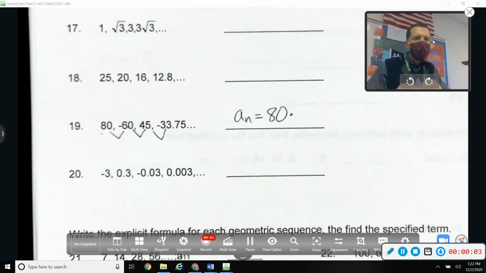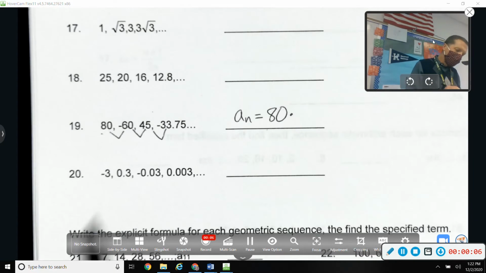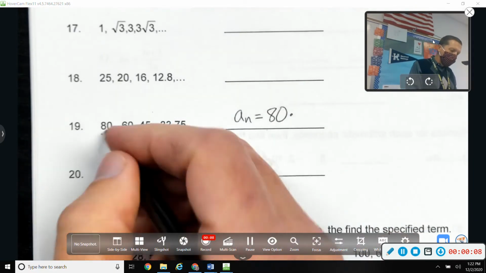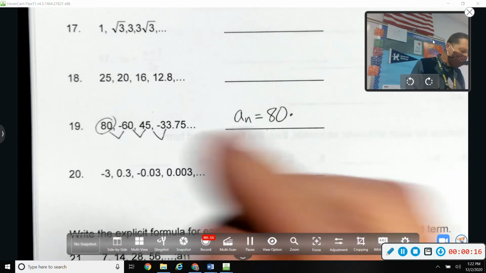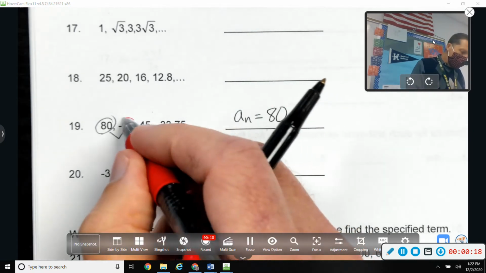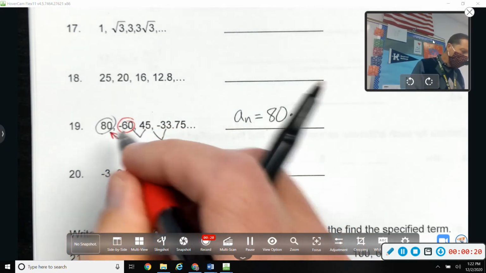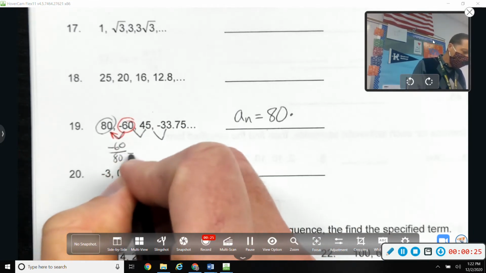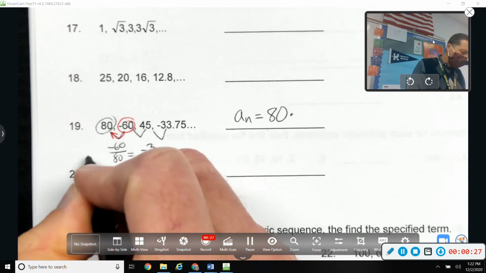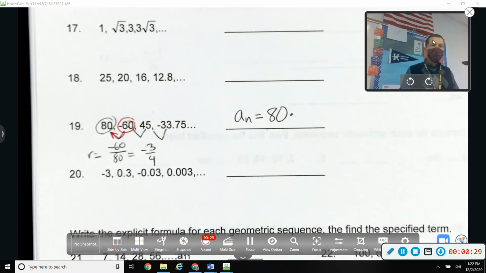Alright, so looking at number 19 on worksheet 2. I know what the first term is, that's easy, that's the first one. But finding r is sometimes tricky, especially when you can tell it's a fraction and you're not real sure. But you can always do one term over the previous term. Pick any term, stick it over the previous term, and that's your r. So r is negative 3/4.